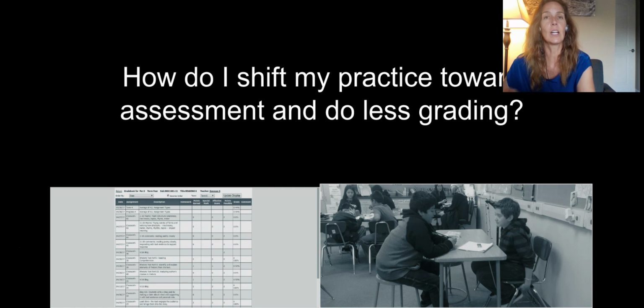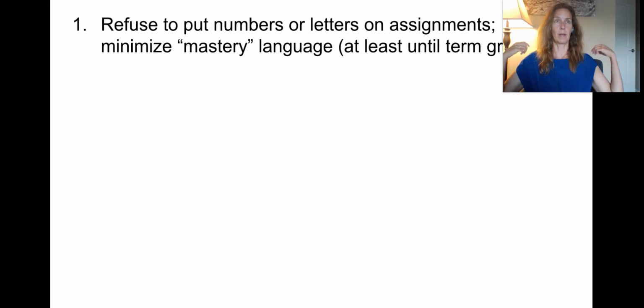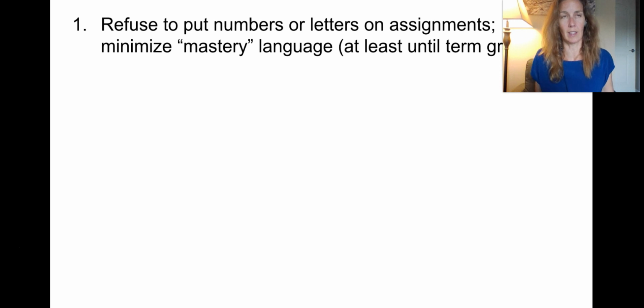So how do I shift my practice toward assessment and do less grading? Here are six things that I think. One, just for a little while, refuse to put numbers and letters on assignments. Just do it for a little while.